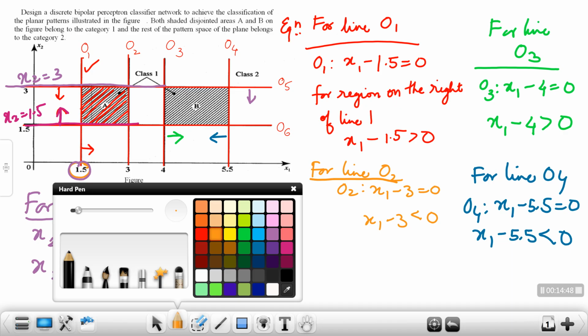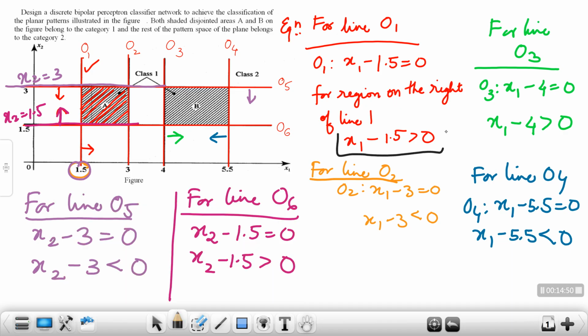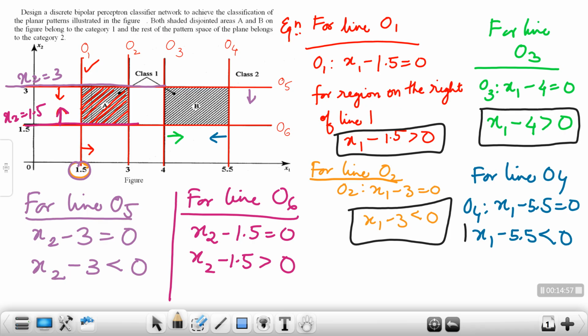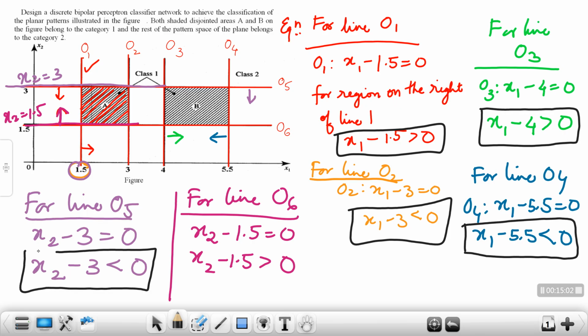Which are those 6 equations? This is equation 1, this is equation 2, this is equation 3, this is equation 4. Again, although I call them equations, they are not equations. So we are left with these 6 equations. But now there is a problem here. What is that particular problem? We are interested in these particular regions.